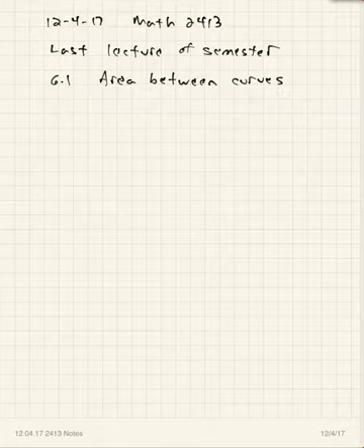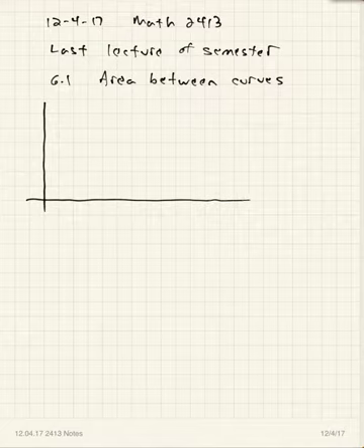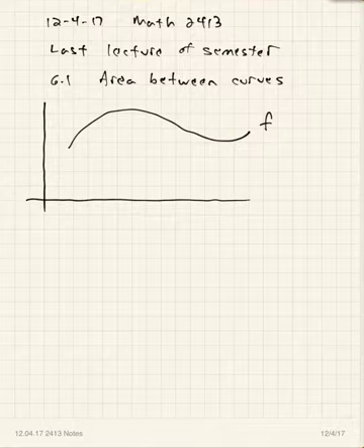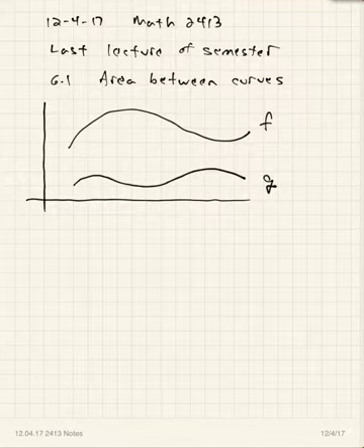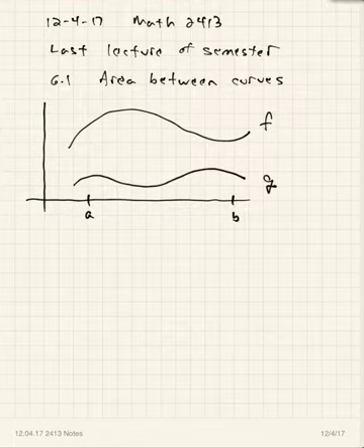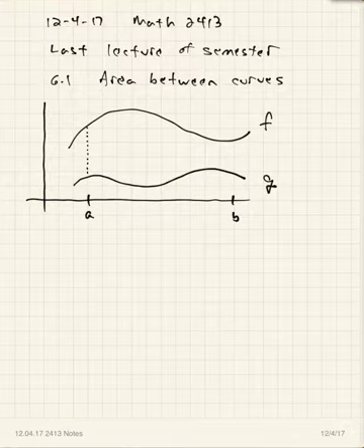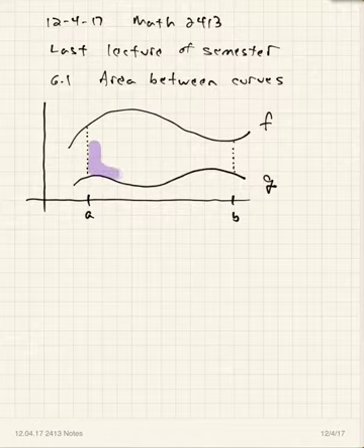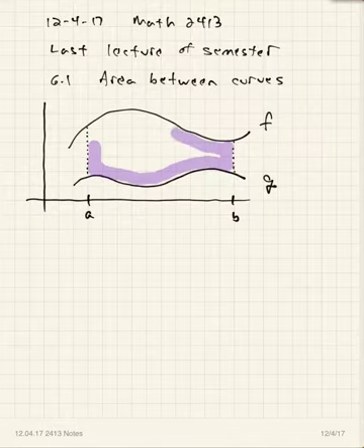All right. So the idea is this. If we identify two functions, and let's say we have a function f that looks like that, and a function g that maybe looks like this, and we identify some x values, let's say a right there and b on the x-axis like that. How do we find the area of the region that's bounded between these two graphs? This is the region that we're talking about right here. And what we want to do is find the area bounded by these two curves between a and b.